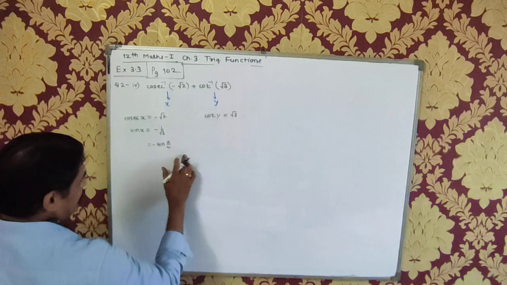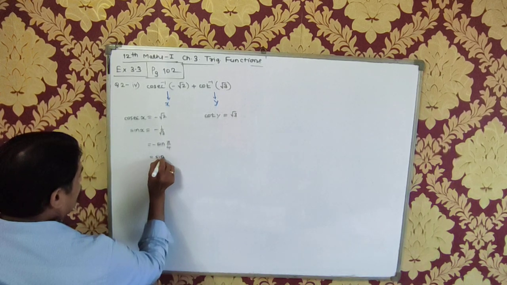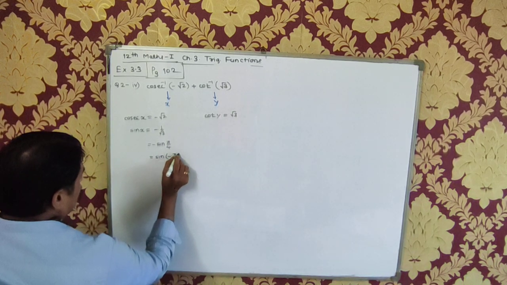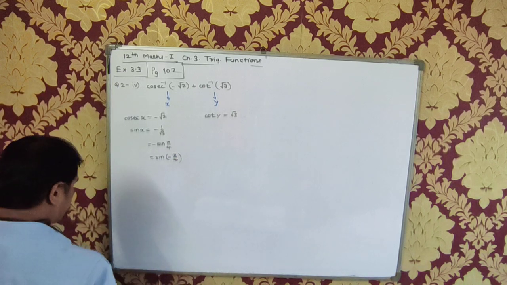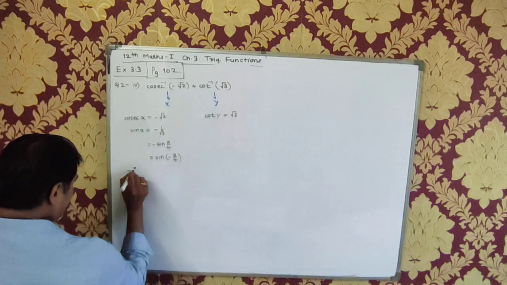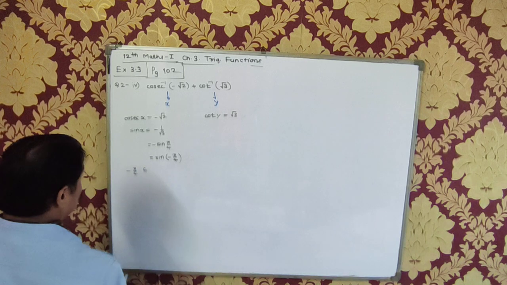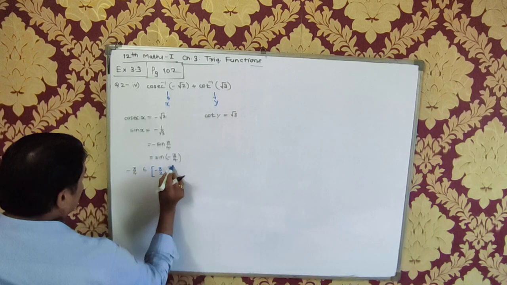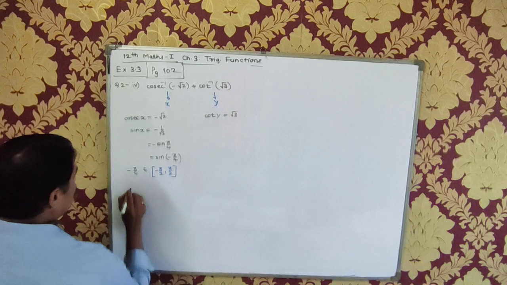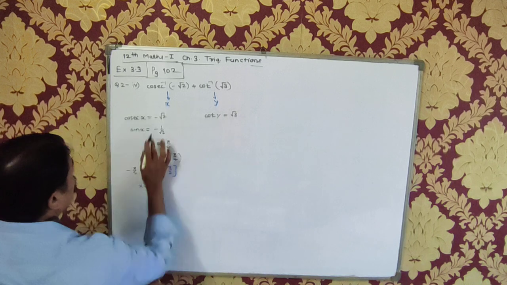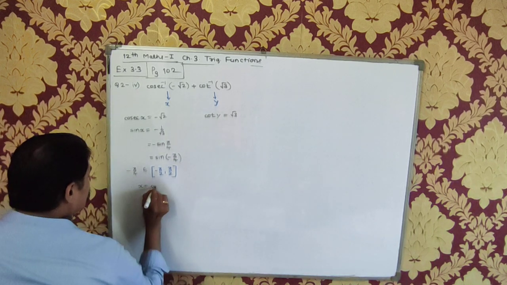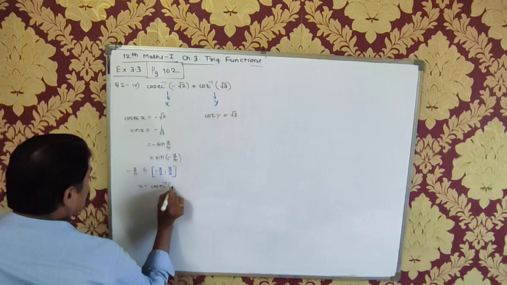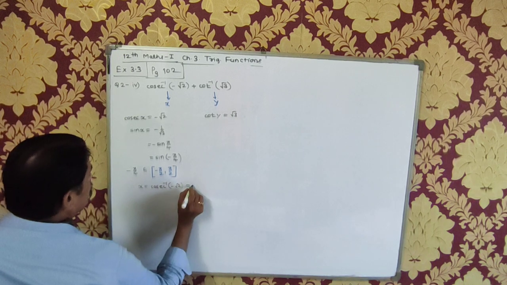Sine of minus theta is minus sin theta. So I say this is sine of minus pi by 4. And this minus pi by 4 belongs to the principal value branch of the sine inverse function, minus pi by 2 to plus pi by 2. And therefore, x, which is actually cosec inverse of minus root 2, is equal to minus pi by 2.